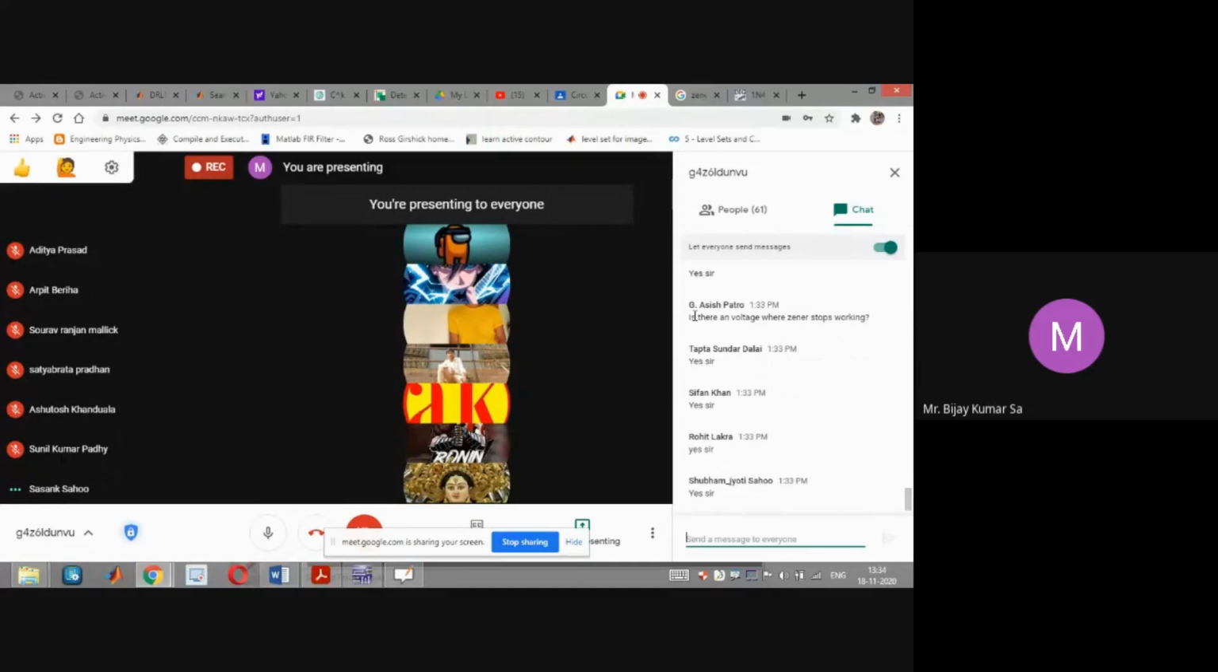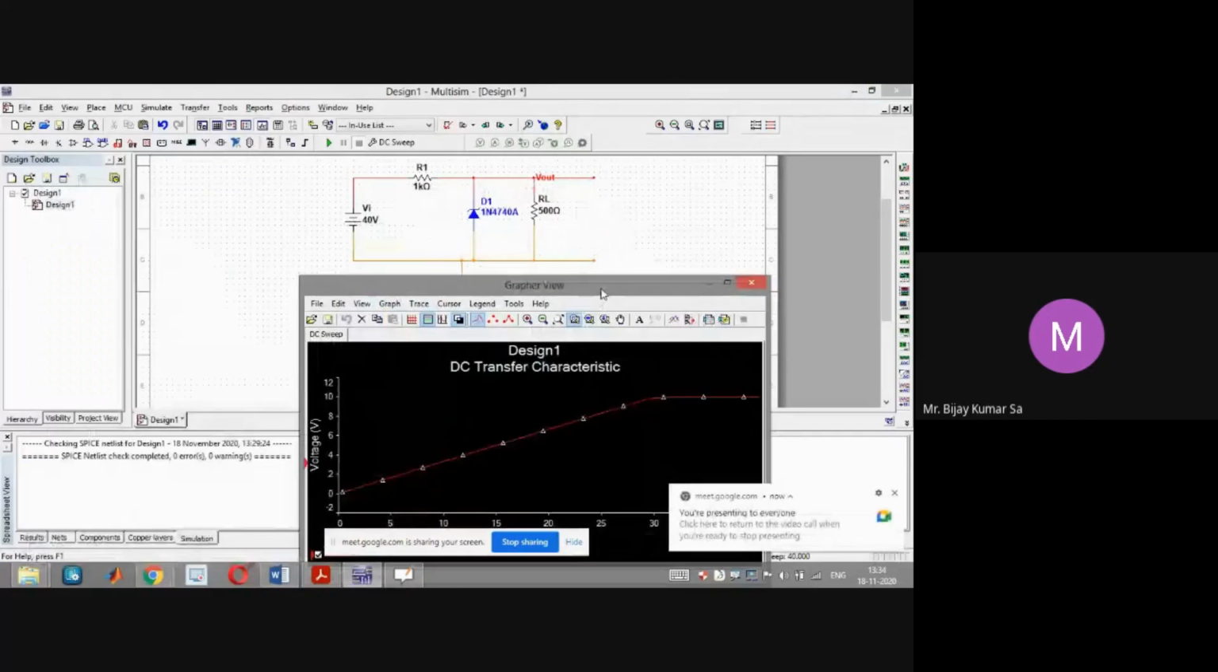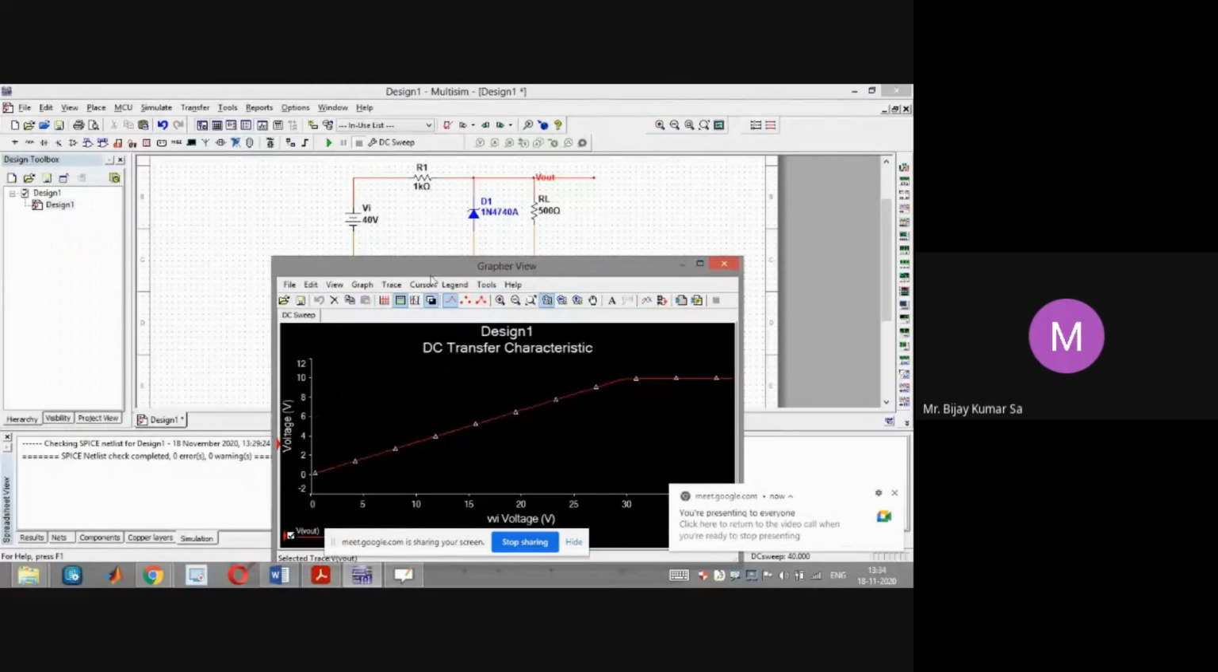Yeah, Ashish Patra has got a question. He says, is there a voltage where zener diode stops working? I told you, no? Just to recall, during the discussion, I told you that the way we have calculated VI minimum, you can also calculate the VI maximum. VI maximum gets calculated on the basis of how much maximum current this zener diode can handle in the reverse direction, and you will get it in the specification sheet that it is given as IZ max.